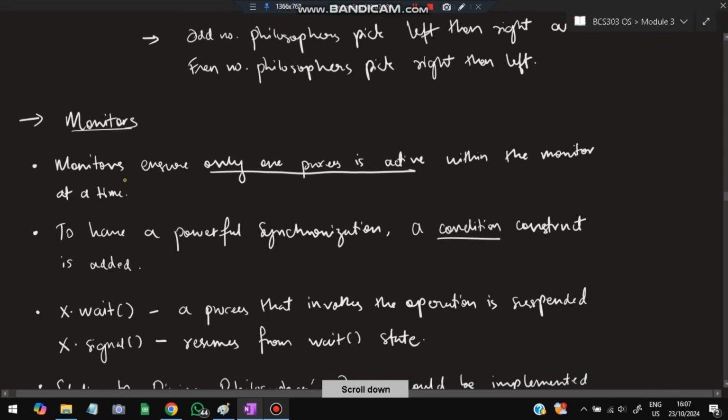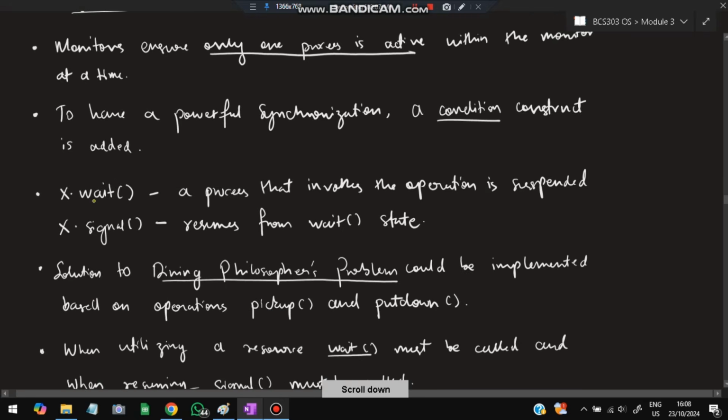Moving on, we have the monitors. Okay, what do we mean by monitor? It ensures only one process is active within the monitor at a time. A monitor is one space where the processes are present, and only one of them should be active at one point of time. And to have powerful synchronization, a condition is deployed. What is a condition? A condition can be either wait or signal.